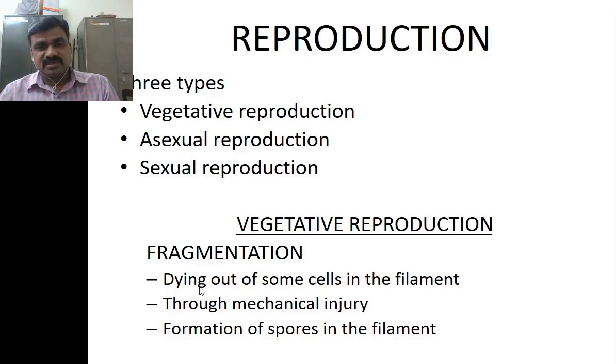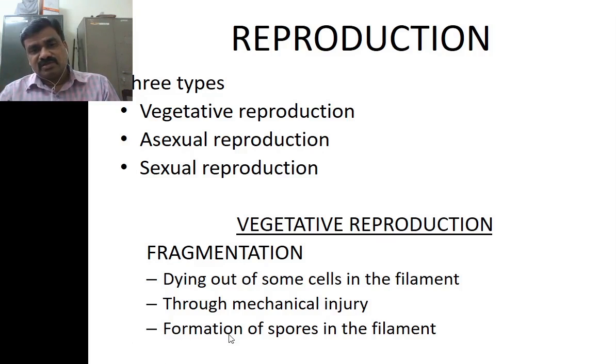The first is the dying out of some cells in the filament. The filament is an elongated structure consisting of many cells, and here and there some cells undergo death. Because of this dying out of the intercalary cells, the filament gets separated and becomes fragments, and each fragment develops into a new filament.